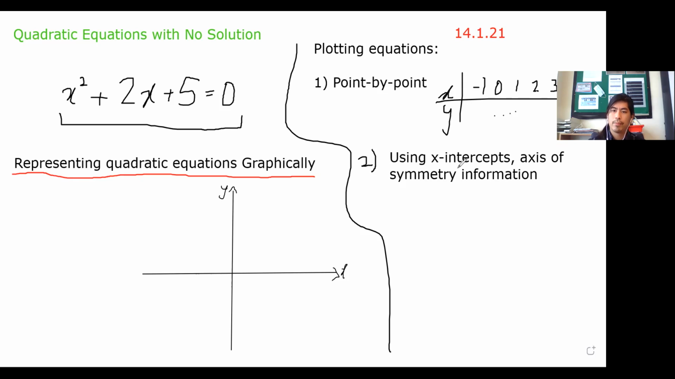When we do that, it works well enough, but doesn't necessarily save us any time, and we may miss some important information. The second way that we looked at before Christmas was using certain information that we can get out of the equation. We can find the x-intercepts and the axis of symmetry. I don't know if you remember what that is. If you don't, look it up. Axis of symmetry for a quadratic equation came from x equals minus b over 2a. All right. Look that up in your notes.